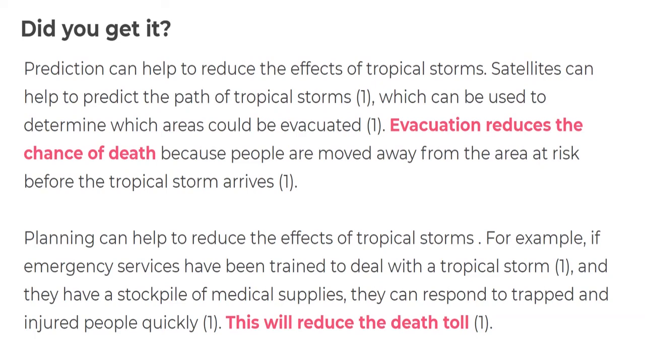My second paragraph. Planning can help to reduce the effects of tropical storms. For example, if emergency services have been trained to deal with a tropical storm, 1 mark, and they have a stockpile of medical supplies, they can respond to trapped and injured people quickly, 1 mark. This will reduce the death toll, 1 mark. So again, I've fully developed my point, made sure it's really clearly explained, and therefore I've been able to give myself 6 out of 6 marks for this answer. So how did you get on?